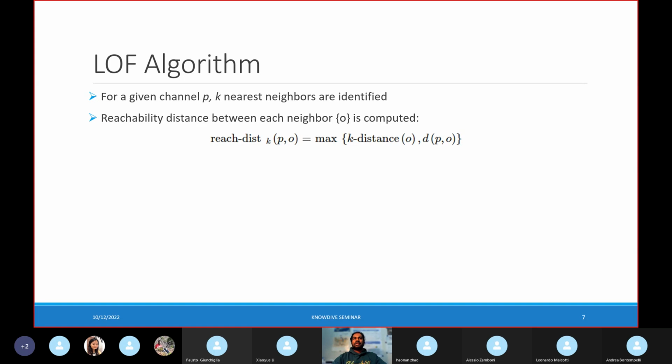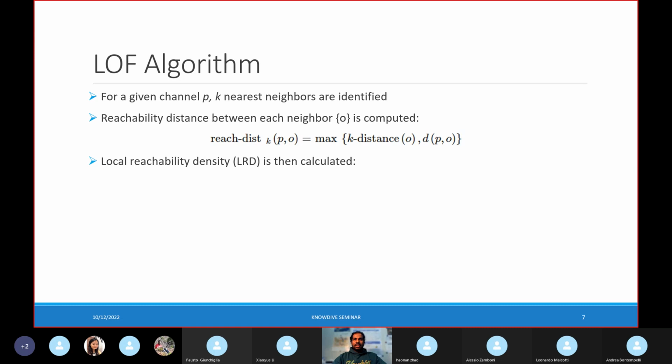Usually, if the point O is closer to the point P, then we use the k-distance, whereas if it is far, then we use the actual distance between the two points. This is a kind of smoothing effect. The points that are closer to the point of interest can create some sort of statistical fluctuations, and using the k-distance instead of the actual distance can reduce these fluctuations.